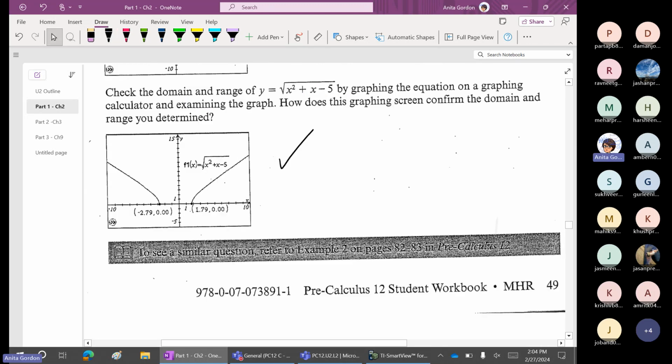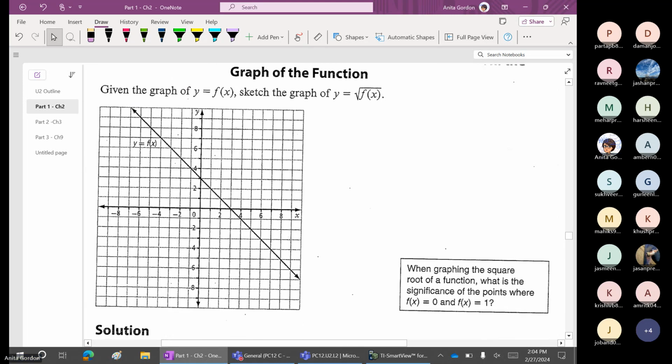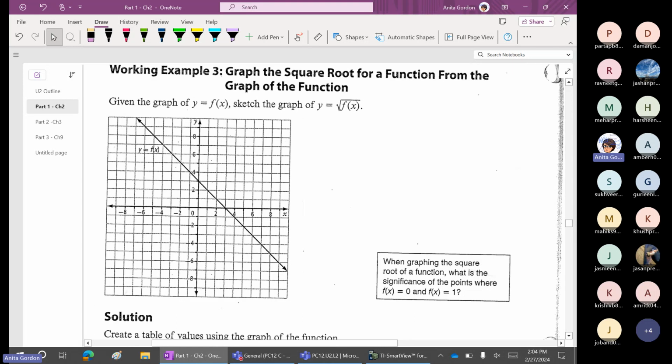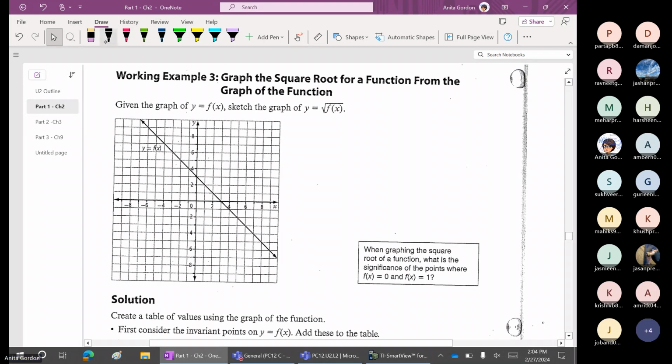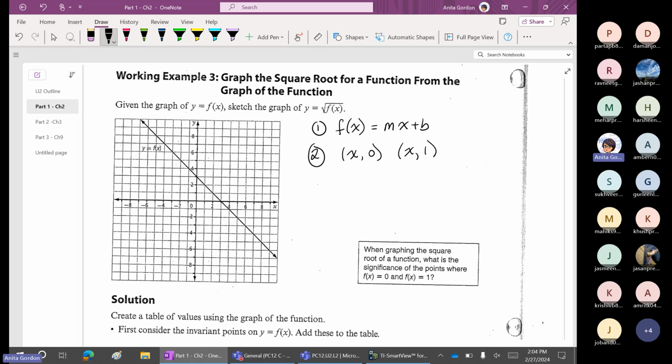Okay, for the last example, I'm going to walk you through what I would like you to do, and I want you to work on this page with your partners. Step 1, I want you to draw the graph or write the equation of f of x in y equals mx plus b form. So look at the picture. What's the equation? Number 2, I want you to identify what the invariant points are. What are the coordinates where y is 0 and 1?